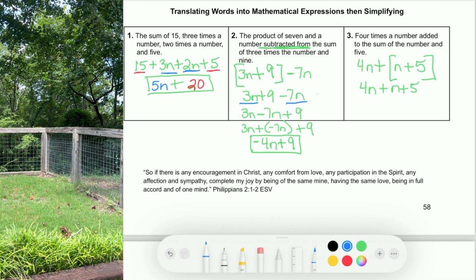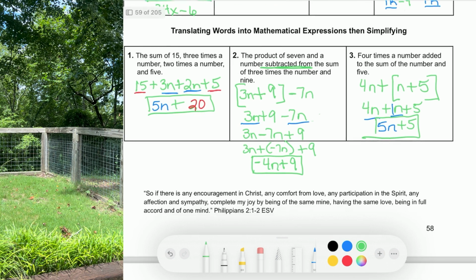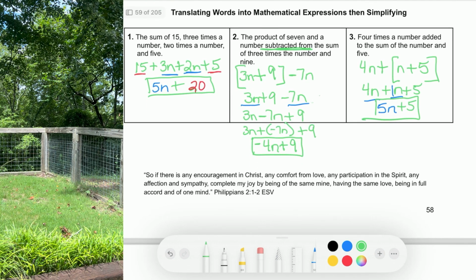Now I have a 4n plus an n and a 5 by itself. Don't forget this n has an invisible 1 to it. So when I add a 4 plus 1, I get 5n. I had 4 n's, I added another n, so I now have 5 of them. And then I bring the plus 5 down. And we are done.